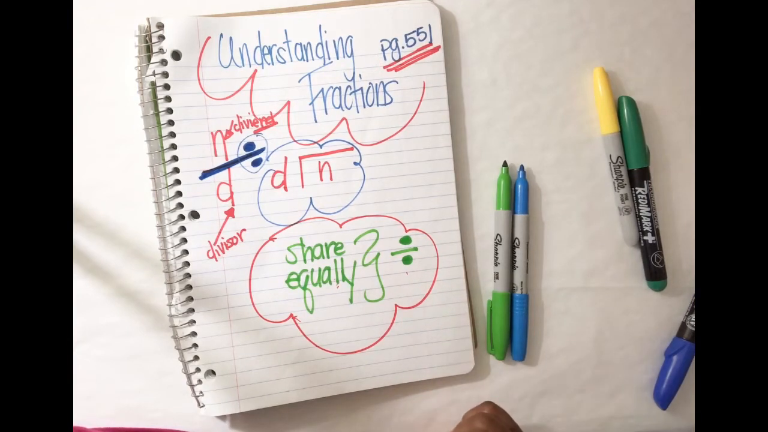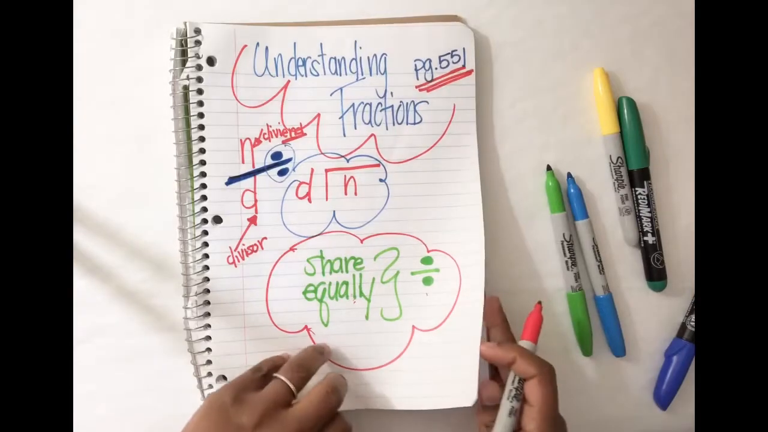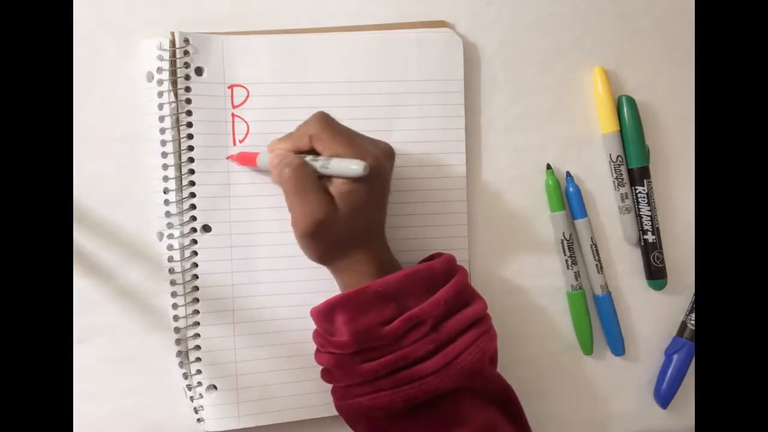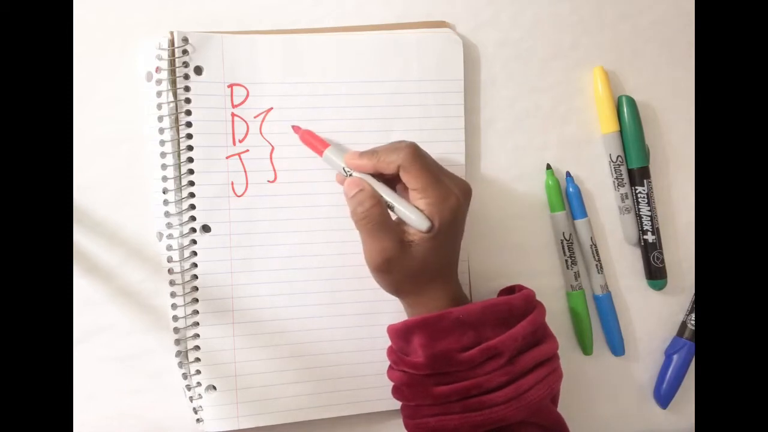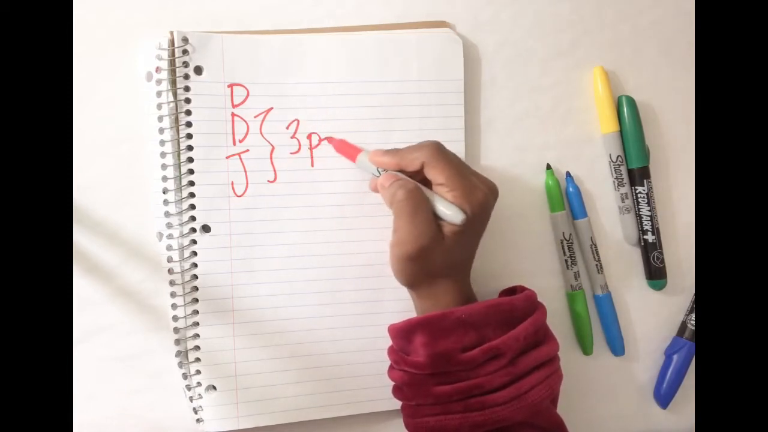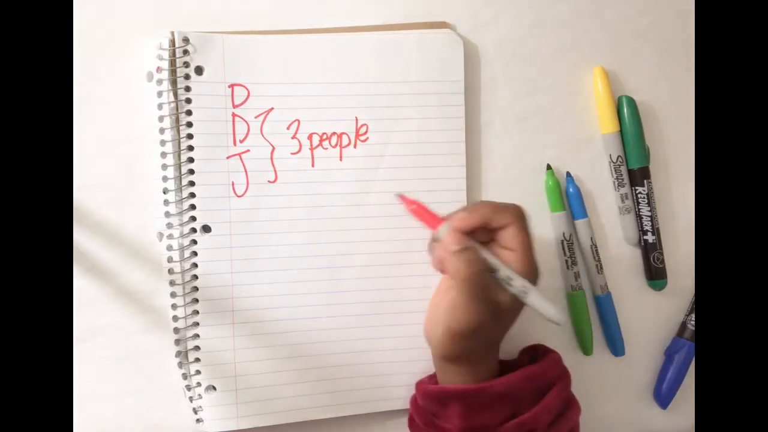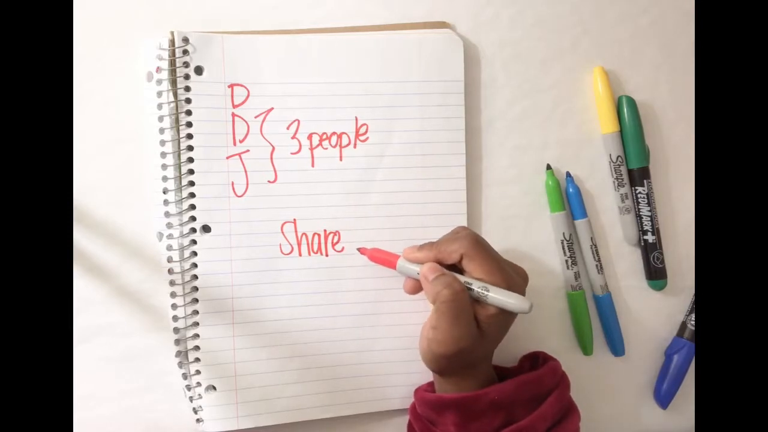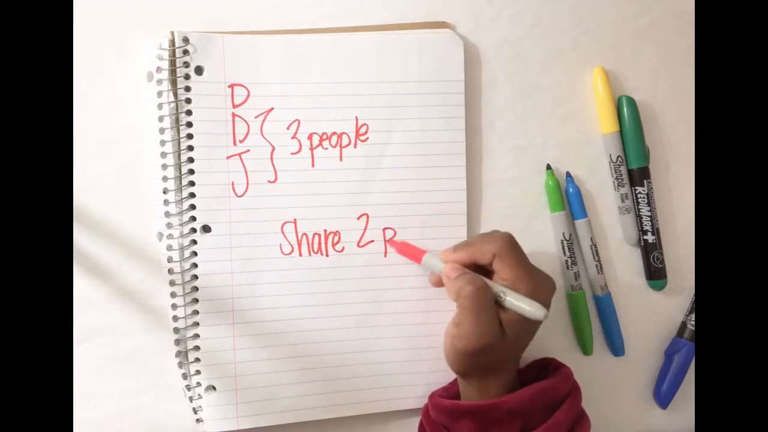Here's the second read. Dylan, Drake, and Jade are sharing 2 small pizzas equally after their lacrosse game. How much does each person get? Now, it said 3 people when I read it, right? Who were those 3 people? I heard Dylan, who else? Drake, and Jade. So I know one of my numbers in my fraction is going to be a 3 because there's 3 people. Then it says they share something. What do they share? It says they share 2 pizzas.